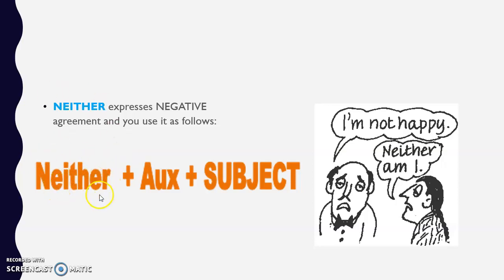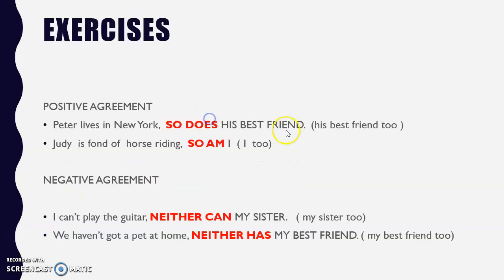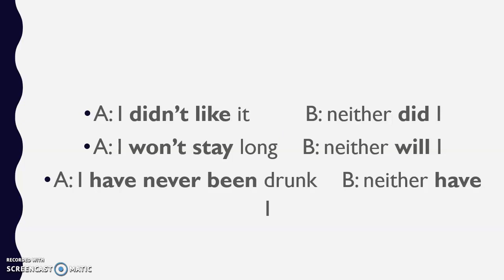In both of them, you are going to use the word, then an auxiliary, and then a subject. Again, remember that you can use proper names. There is no problem if you use them. For example, when you say "I didn't like it," "neither did I," because it is the past, you are going to use here an auxiliary for the past. Then it says "I won't stay long," you are going to say "neither will I" if you want to show negative agreement. So remember that we have here the negative form of will. You are going to agree with neither and will in simple form.